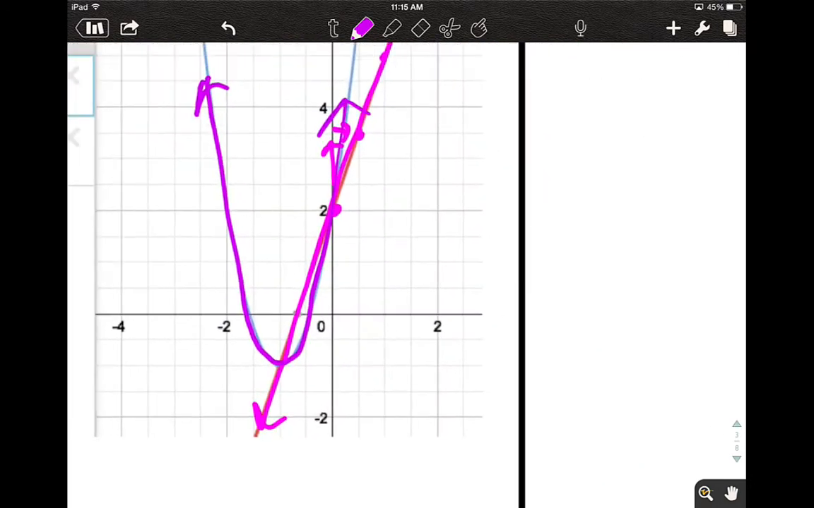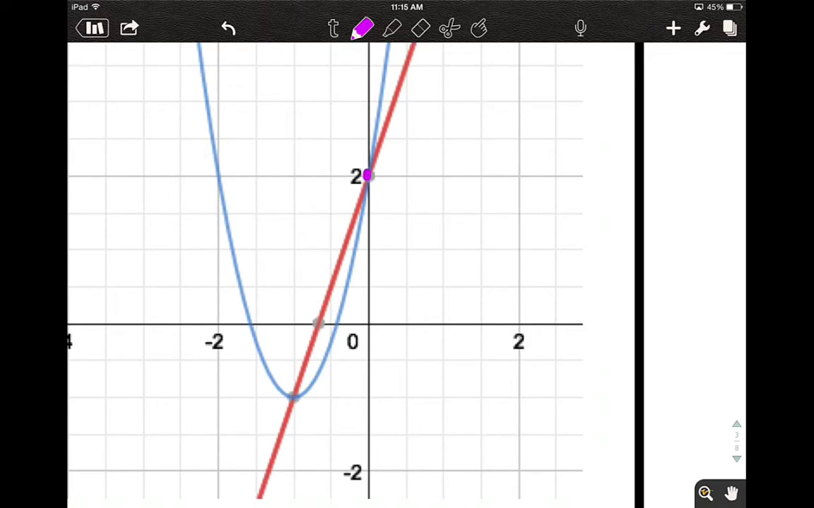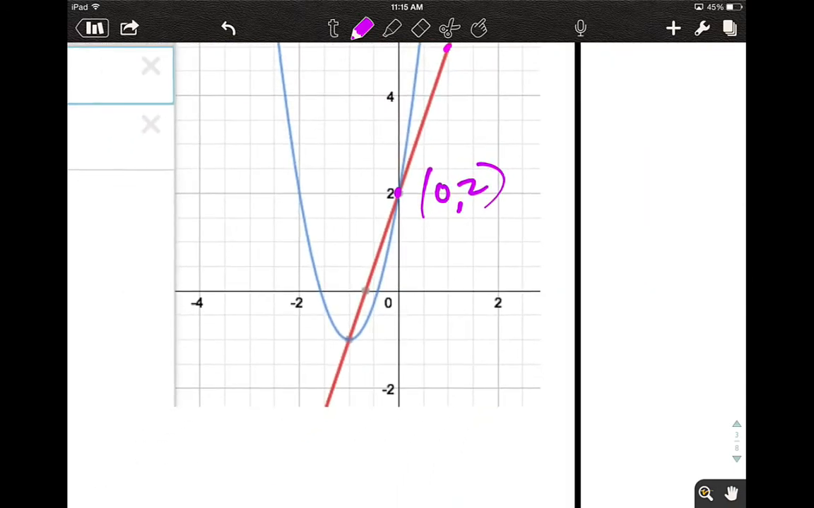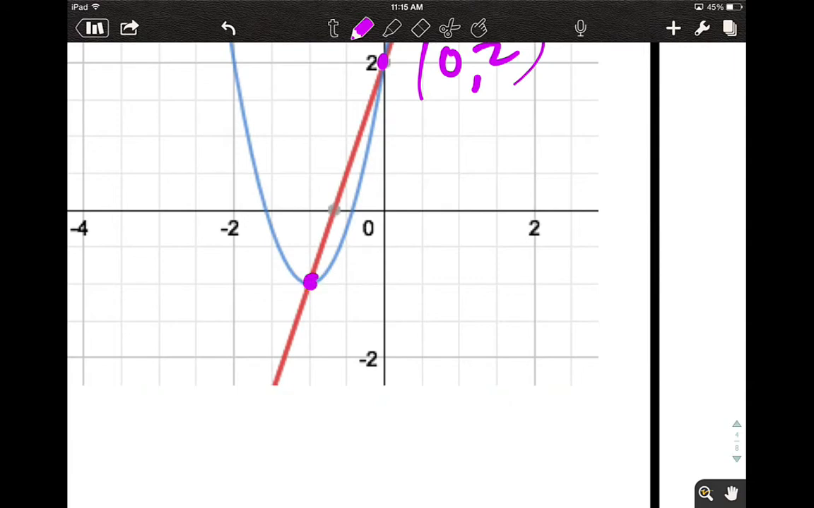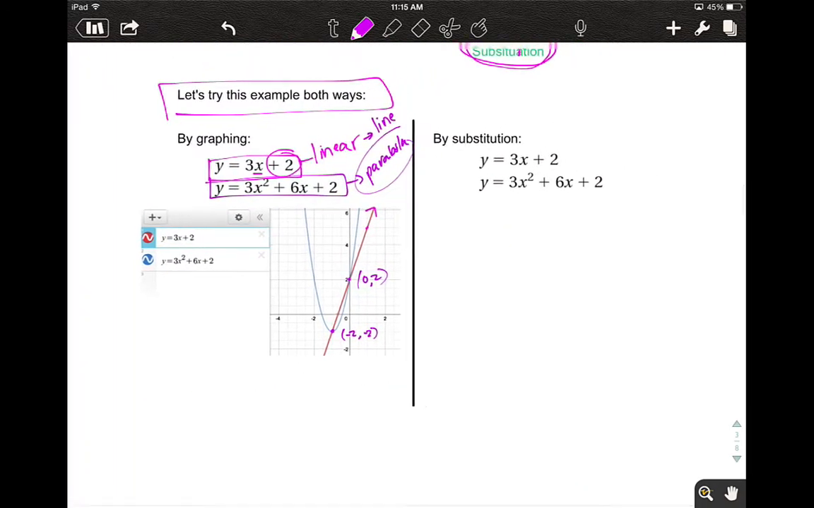Where do they intersect? I think I'm going to erase some of my work here just to see a little bit better. Looks to me like they intersect right on the y-intercept, or y-axis. So that must be 0, 2 as an intersection point. And, oh, this one's nice. That must be x of negative 2 and y of also negative 2. Okay, so that's how you do it if you're graphing. How would you do it by substitution?